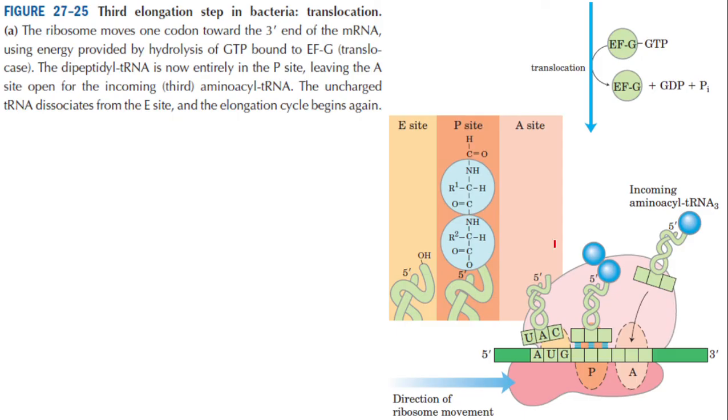So this is repeated so many times. If there are 100 amino acids in a polypeptide chain, this process is repeated 100 times. Ultimately, the ribosome reaches the other end of the mRNA molecule. Now we are going to see termination.